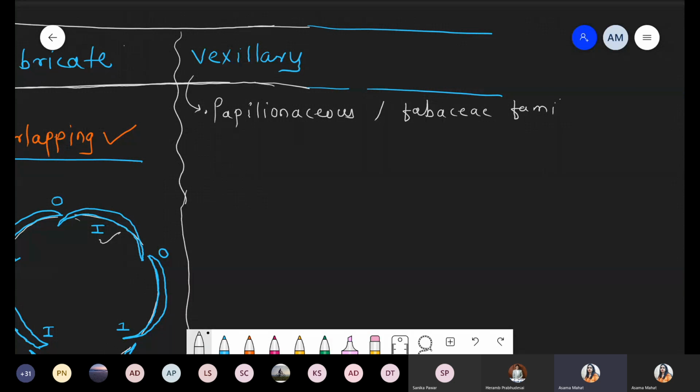Papilionoceous, or simply it is called as belonging to Fabaceae family. And the two ideal examples belonging to the Fabaceae family are the pea plant and the bean plant. Now in this condition, we are taking such a specific type of situation. We have to discuss what is the meaning of C1 + 2 + (2), but with the last 2 in brackets.